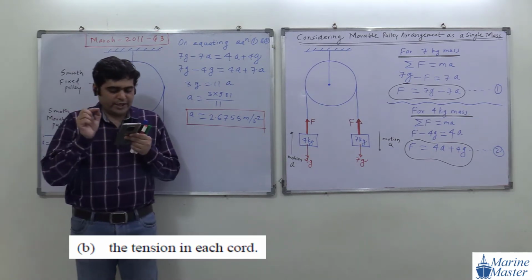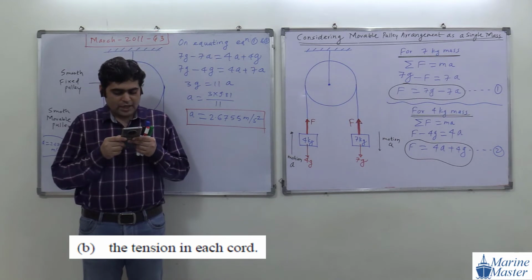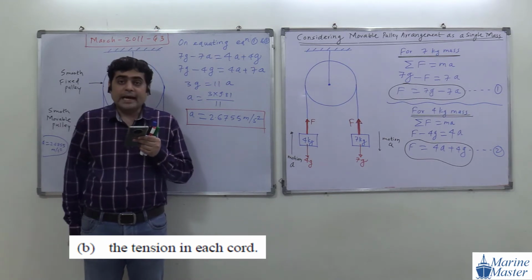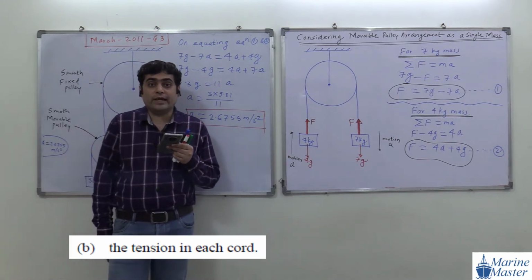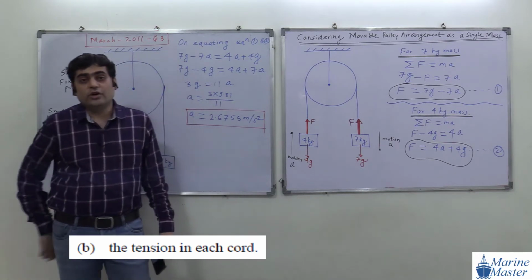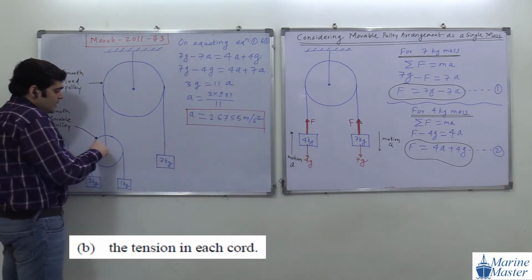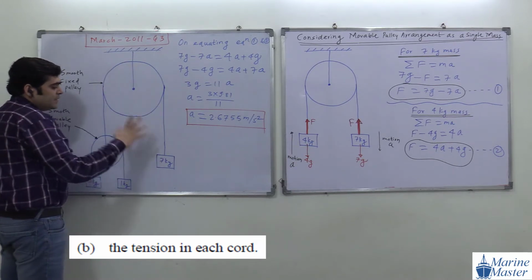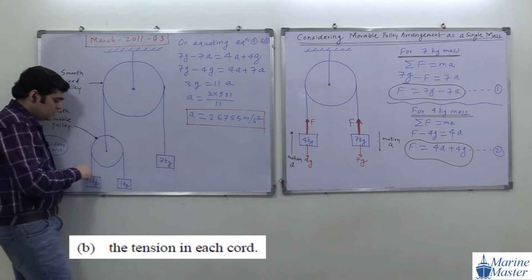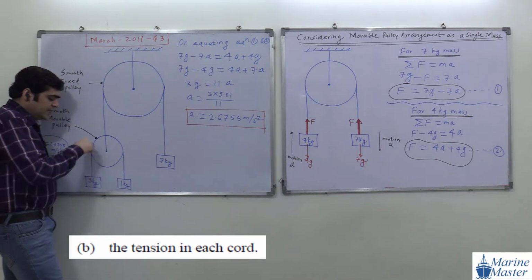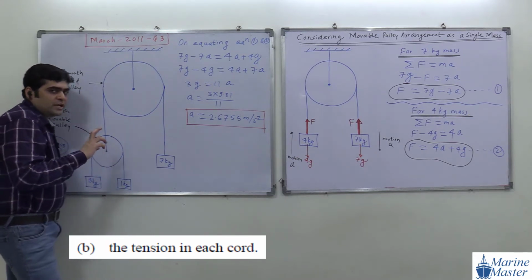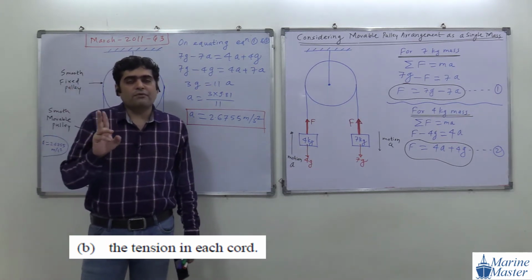Now guys, try to read the B part here carefully. What are they asking us in the B part? Tension in each chord. Okay. So how many chords do we have here? 2 chords here with us. First chord is connecting movable pulley and 7 kg mass, and another chord is what? Second chord is connecting 3 kg mass and 1 kg mass. So here we have 2 chords.